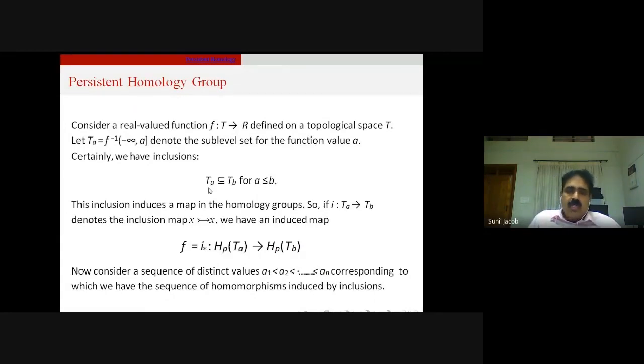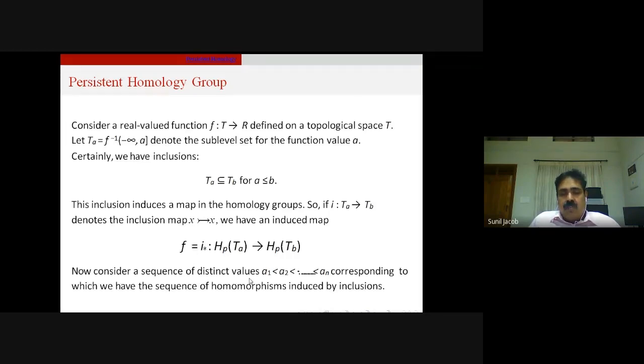Whenever we have an inclusion like T_a subset of T_b, we can define the inclusion map in the homology groups. In fact, if i is the inclusion of T_a into T_b defined as x going to x itself, since T_a is a subset of T_b, any element here can be mapped to the same element there. In algebraic topology, the inclusion maps with reference to the homology groups are always denoted by putting a suffix star. So i star is the inclusion map on the homology groups from H(T_a) to H(T_b). For simplicity, rather than putting i star, I denote it by f.